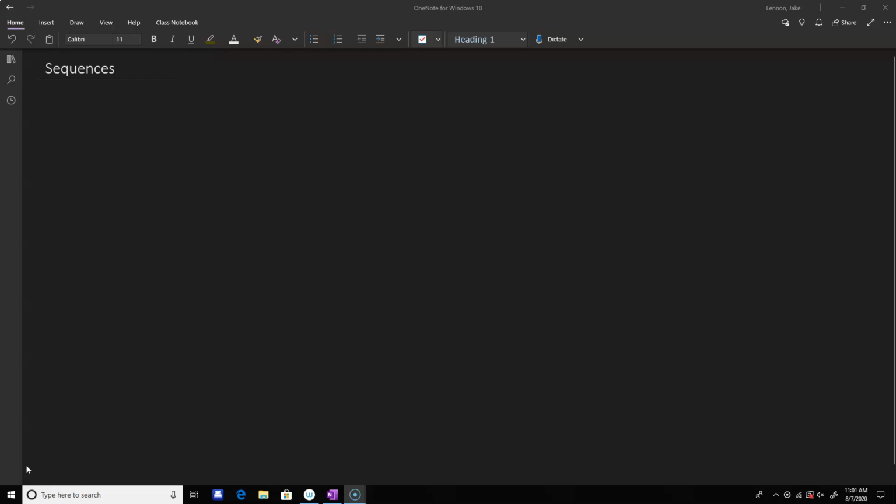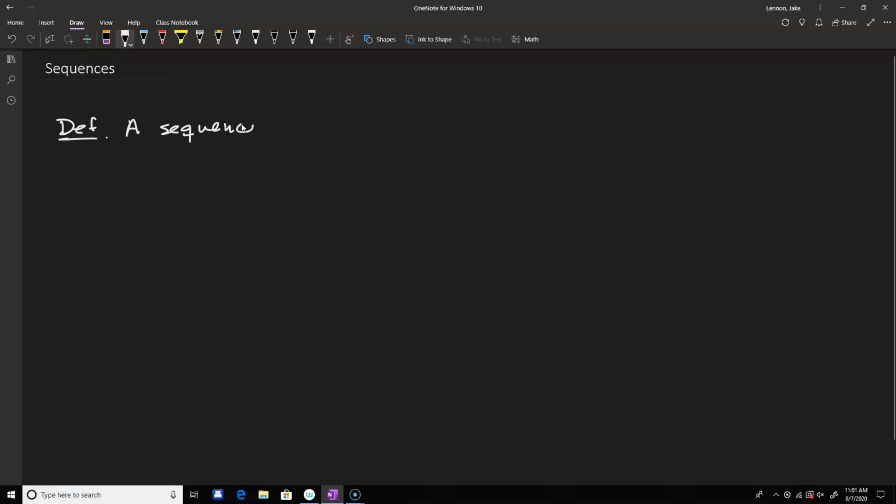Sequences, really, we're looking at with an idea of moving towards series. So what a sequence is, is just an ordered list of numbers. So a sequence is an ordered list of numbers.